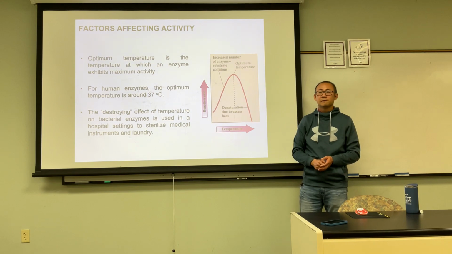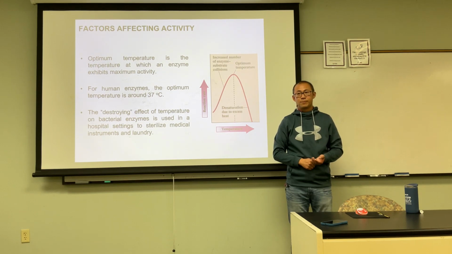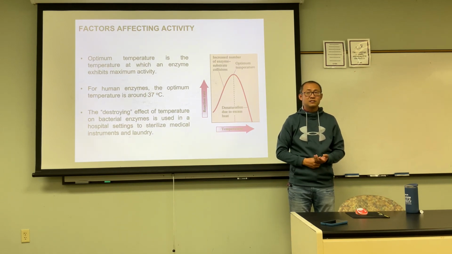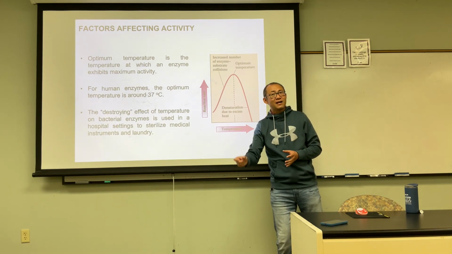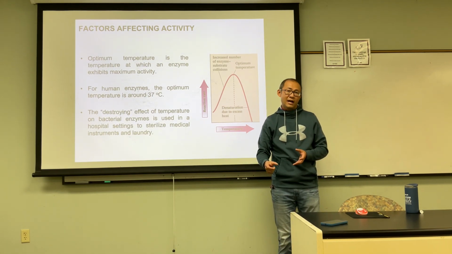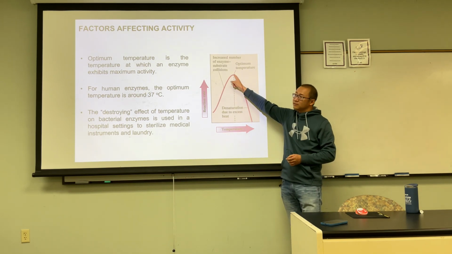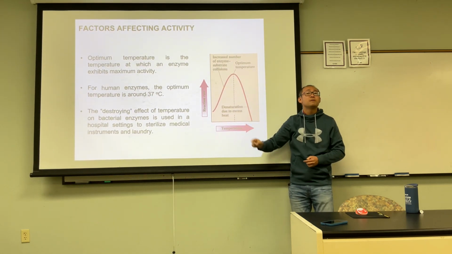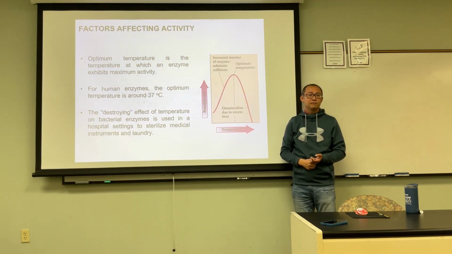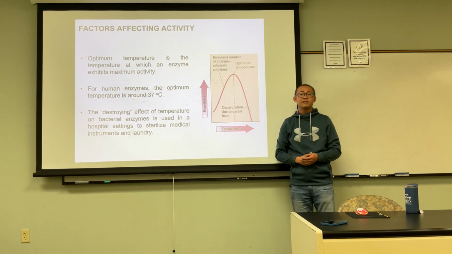All right, so let's take a look. What are the factors? The first factor, temperature. Each enzyme has a temperature at which the enzyme acts the best. Acts the best means what? The enzyme will have the highest activity. That temperature is called the optimal temperature of the enzyme. Optimal means what? The best temperature, the temperature at which the enzyme has the highest activity.